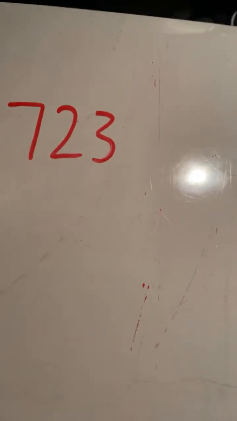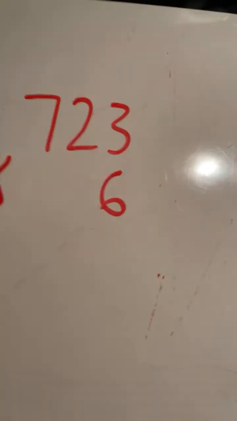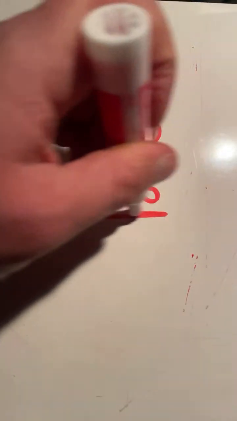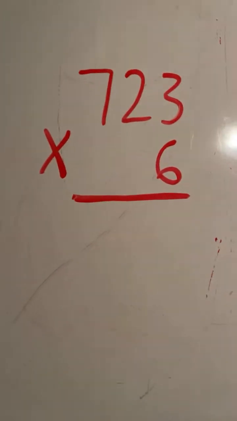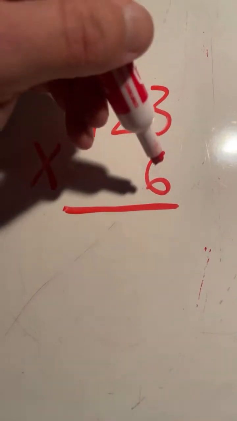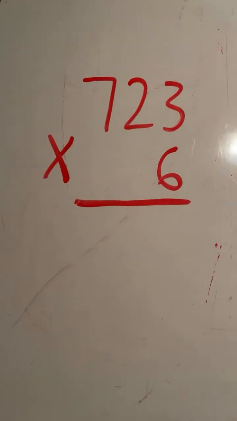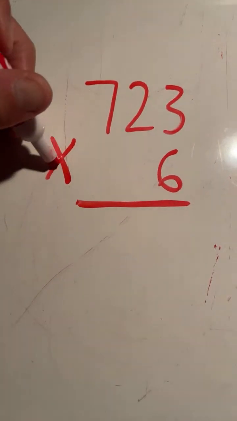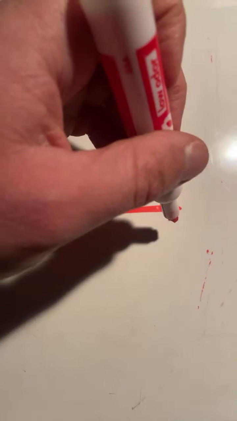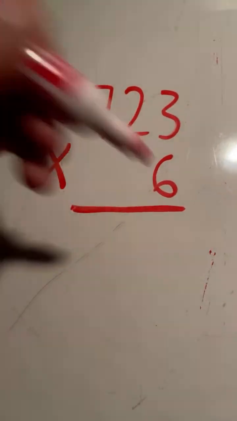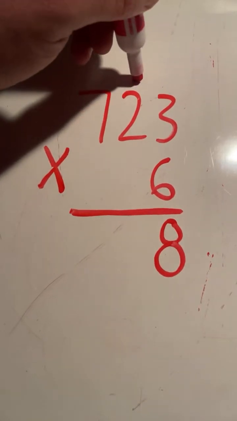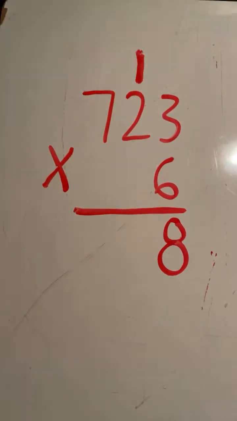Alright, next problem. 723 times 6. So we're going to start out multiplying the 2 digits in the ones place. So 3 times 6 equals 18. We have to regroup because our product is more than 10. The 8 in 18 is going to go in the ones place. The 1 is going to get carried over to the tens place.